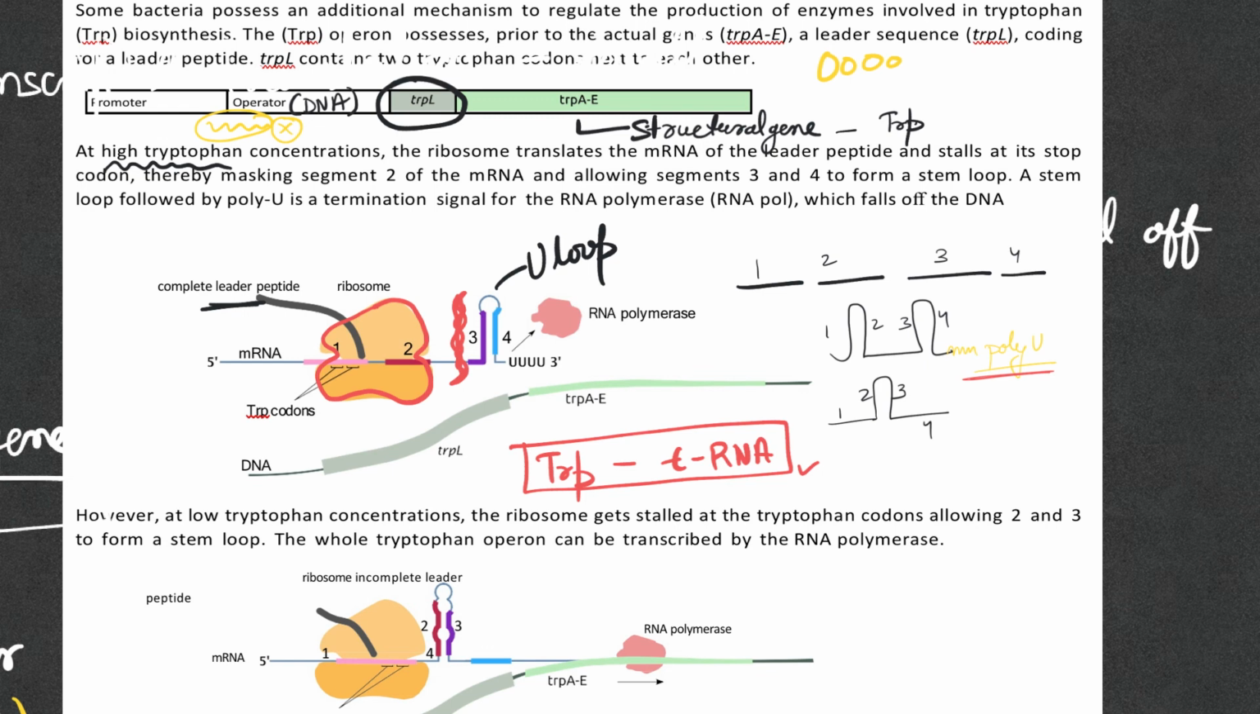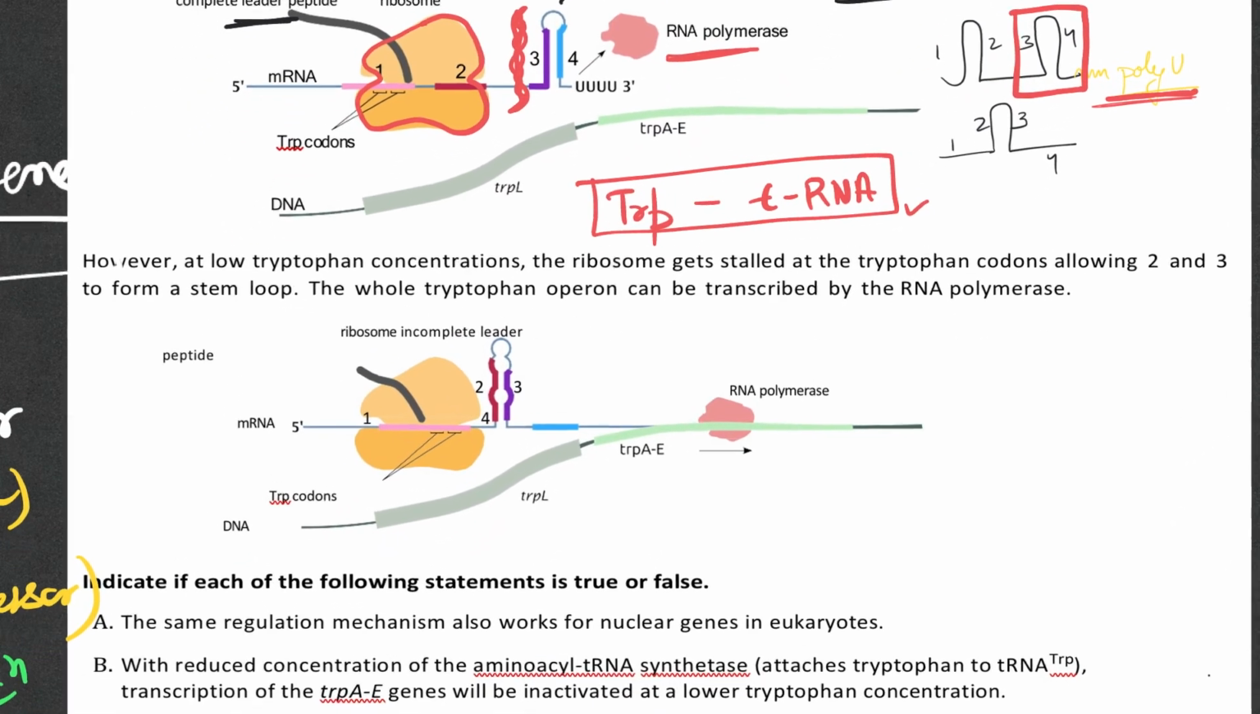What does that leave us? 3 and 4. The 3rd and 4th do form a complex. We have a poly-U signal just after it. This will be a shut-off signal that I have enough tryptophan, let's not proceed. And the RNA polymerase falls off. Now this is what they want us to understand. Now let's look at the other scenario.